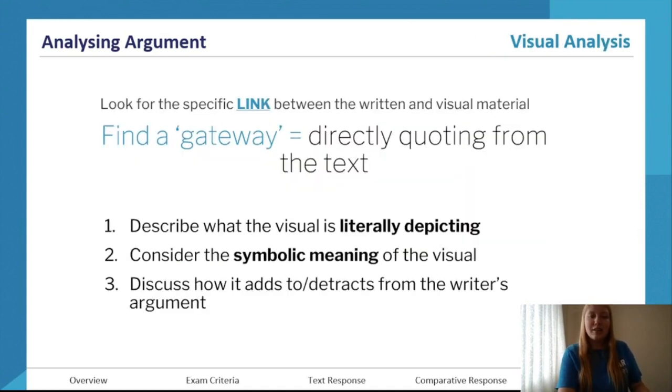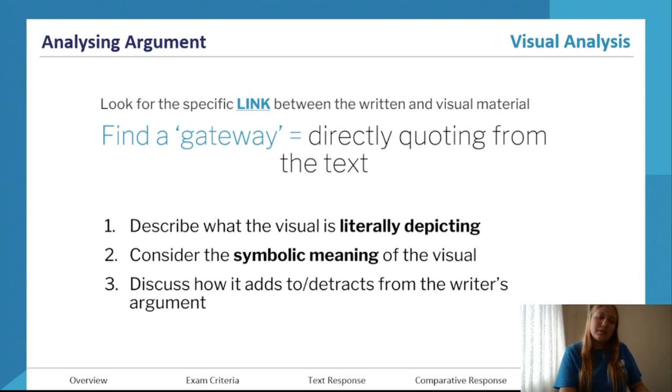Now, with analyzing argument, we need to have a chat about visual analysis. We need to be looking for the links between our written and our visual material, so our embedded photographs or pictures, and find a gateway. How do they relate to each other? The image supports an argument that is embedded in that part of the text. It's there for a reason. So we need to connect the argument that we've identified to the image and how the image supports that.